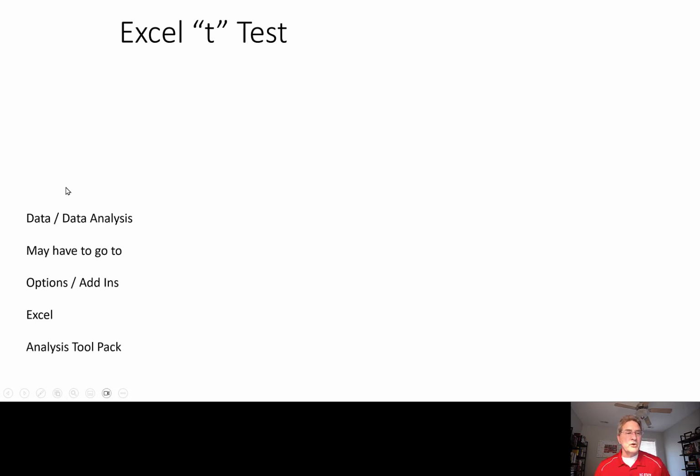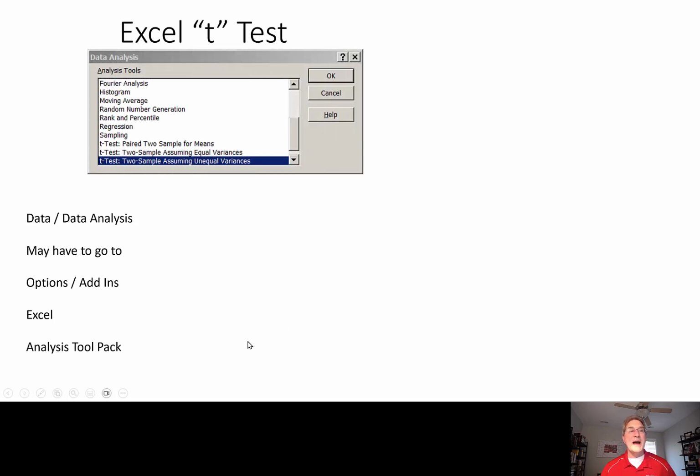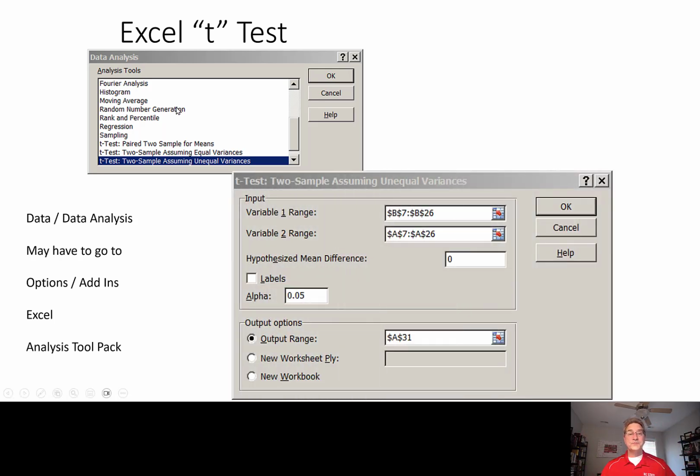Now, let me show you how to do this in Excel. If you don't have the data analysis, you'll need to go into options and add the data analysis pack. Everybody gets it. You can Google and see how to do that. So you're going to go data analysis. If you don't have it, go to options, add-ins, Excel analysis tool pack. You're going to come down here and see 2 tests, two sample assuming unequal variance. I always assume the variance or standard deviations are equal.